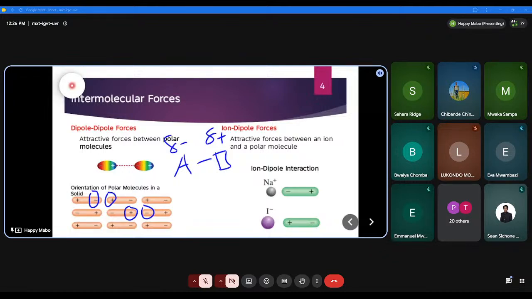In this particular case, we've got an interaction between an ion and a polar substance. So the orientation is going to be such that the polar substance will have its negatively charged part of the molecule oriented closer to the cation. And if you had a negatively charged particle interacting with the polar substance, then you'll have the positively charged part of the polar substance orienting itself closer to the anion, that is a negatively charged particle. Okay.